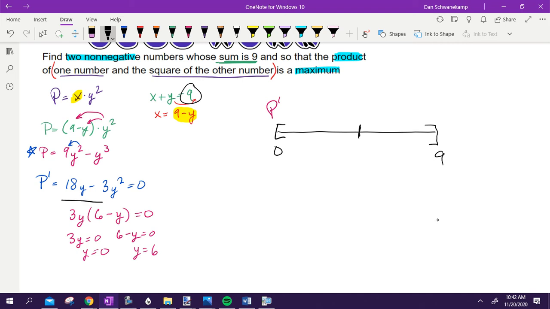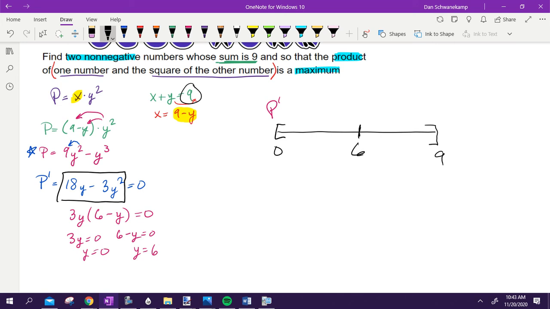No, this is a quadratic. I've got a y squared and a y, so I've got a factor. You cannot just solve there. It doesn't work that way. Yeah, but it's on accident. Yep. And so I got 0 and 6.